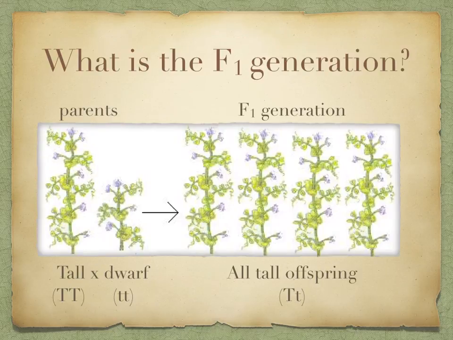So what is the F1 generation? Well, if the pure breeding tall plants are crossed with the pure breeding dwarf plants, all the offspring are known as the first filial generation, or F1 generation. Notice how all the plants turn out to be tall. This means that the allele for the dwarf plants is recessive, and the allele for the tall plants is dominant.